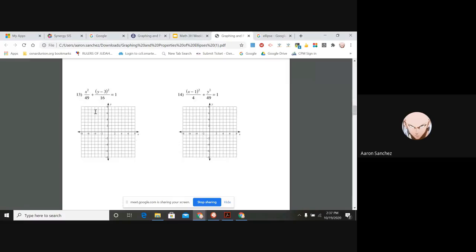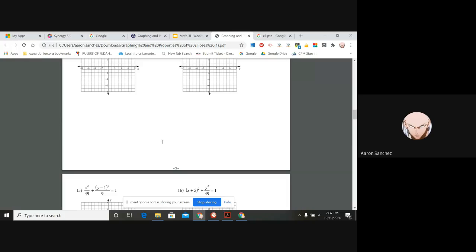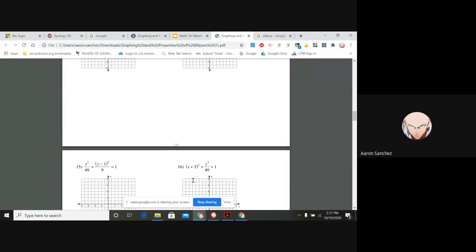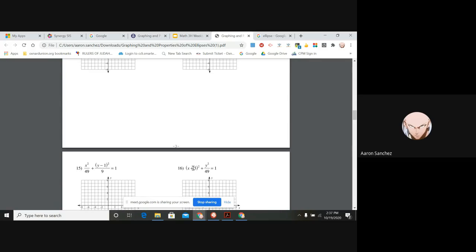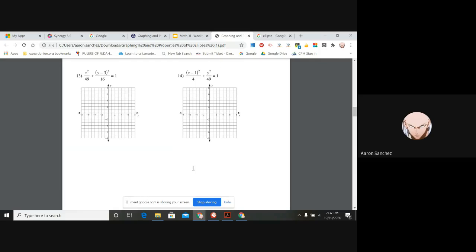Let's do one where we don't have a center of 0, 0. Oh, what number is under here, under 16? Someone say. What is it? I'm not going to move on until someone says it. We're just going to sit here and just stare. No, it's not 0. Good try, though. It's 1. Very good. Let's move on.